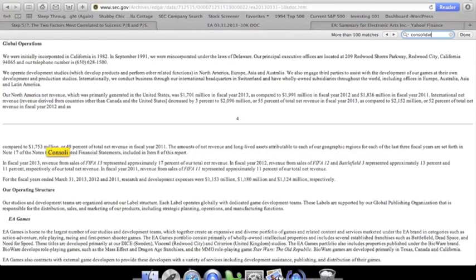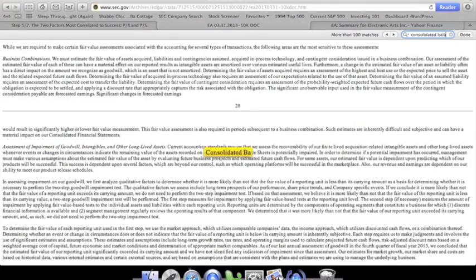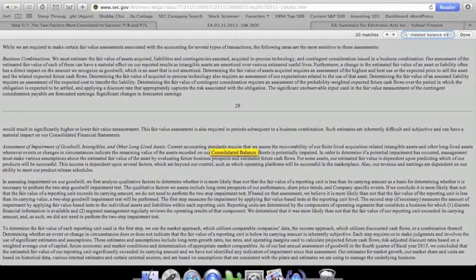Now, what we want to look for is the consolidated balance sheet, because if it's not the consolidated numbers, then you might be looking at numbers that actually are wrong.